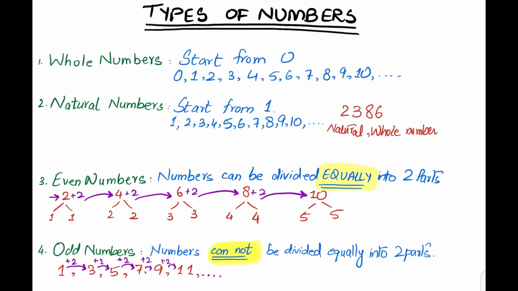Okay? And so on. So 1, 3, 5, 7, 9, 11 are all odd numbers. Since they cannot be even numbers, hence they are all odd numbers.